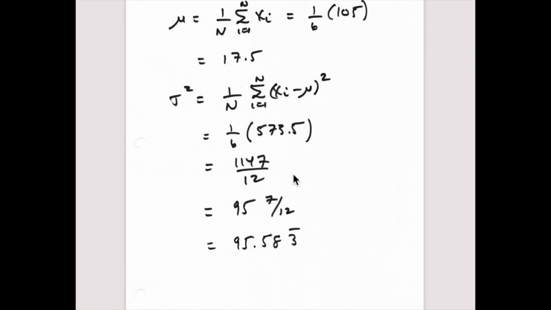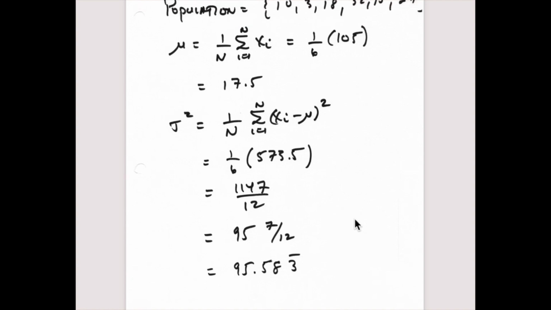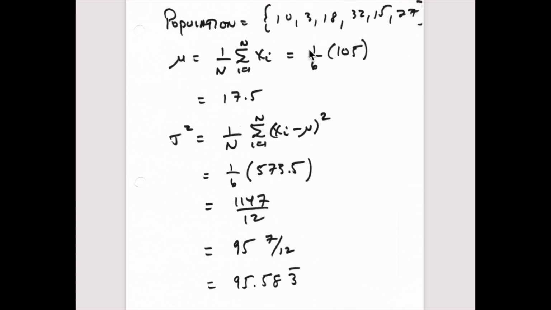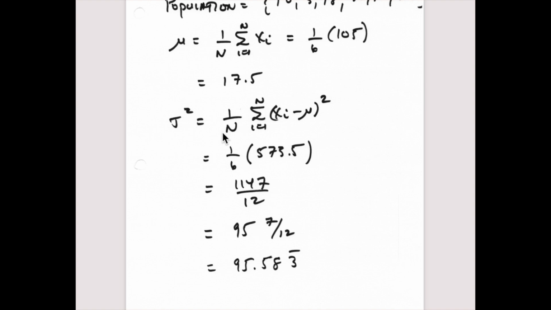Okay, and so we get a population variance, which can be expressed in a variety of ways: 95.583 with the 3 repeating, or we could also represent that as 95 and 7/12, or 1147 over 12. I'll probably be using each of these three representations throughout some of the rest of the examples. All right, but those are the values for the mean and the variance of this population. And if we wanted the standard deviation, all we would have to do is take the square root of this variance.